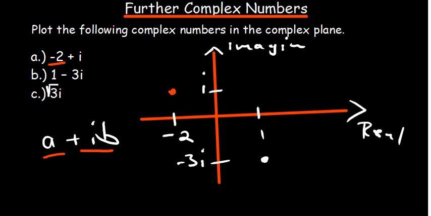Then the last one, the root of 3i. This tells you that you don't have a real part, so the real part is 0. It means you're going to be along the y-axis, because that's where we expect our x to be 0. The root of 3 is a number greater than 1, so somewhere slightly higher there. That's the point we're going to have for the root of 3i. So we've plotted all the complex numbers, and that's how you go about it.